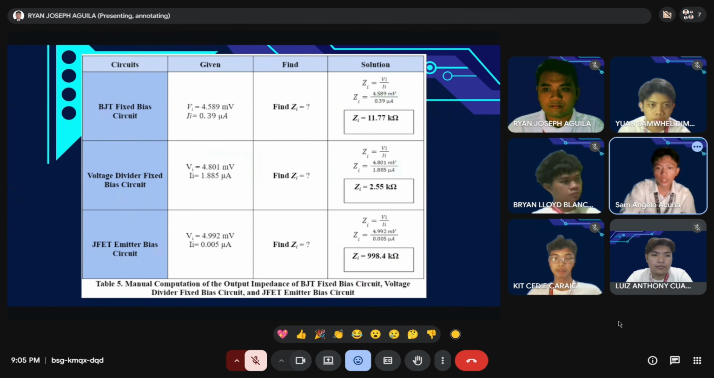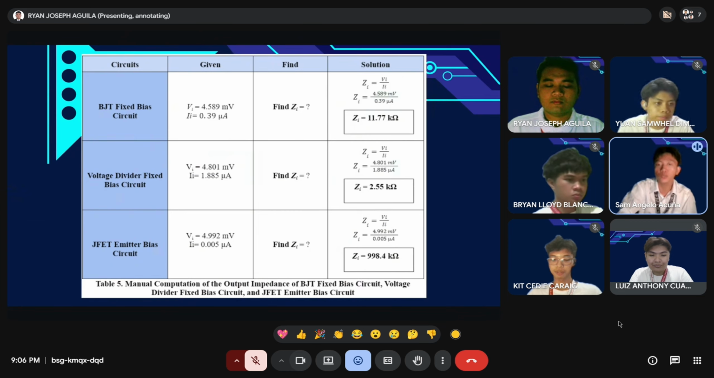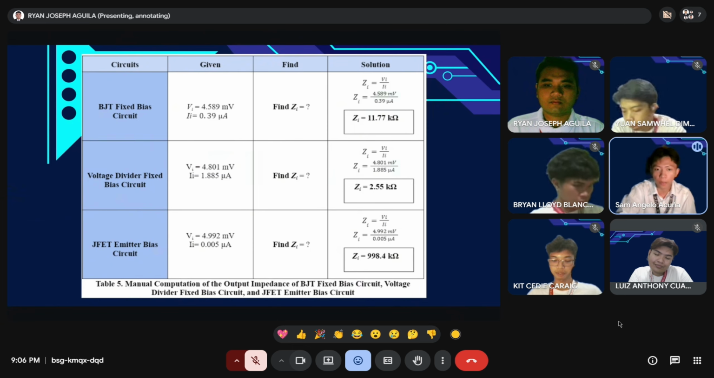The voltage divider bias analysis introduces a more complex voltage network, where the emitter resistor R5 is completely bypassed by the capacitor. Now, for the data, we see a large voltage drop from 4.9895 millivolts down to 4.801 millivolts, which results in the highest input current of the three, which is 1.885 milliamperes. The comparison, next slide, please.